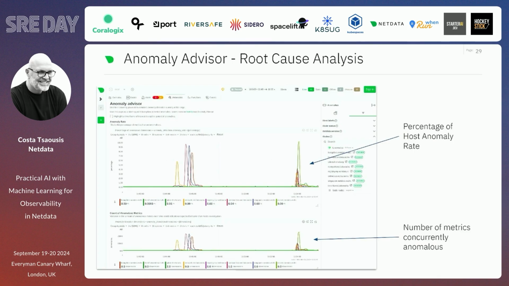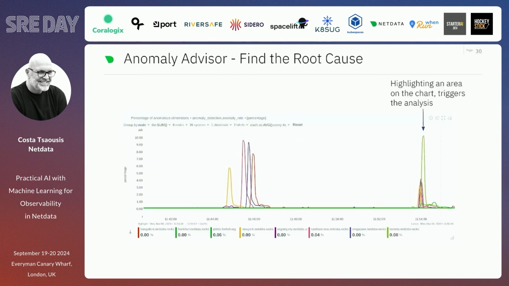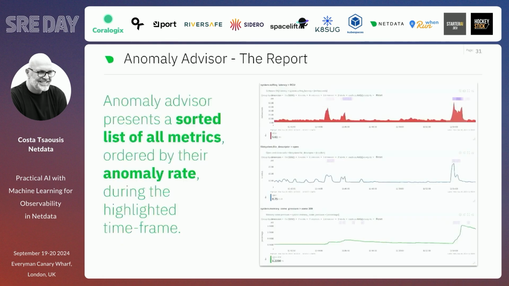So one server got anomalous, after some time, some other servers got anomalous. In this case, all the servers got anomalous at the same time. What we did now is the following. Netdata allows you to highlight any spike, anything on this chart. You press a button, and it gives you a sorted list of all the metrics across all the servers, the most anomalous at the top, that have been influenced or may be influencing this anomaly.